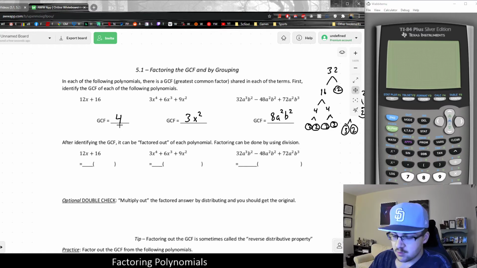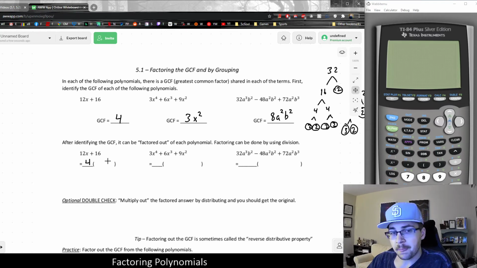Like in the case of 12x plus 16, what I always recommend doing is you can write it out front of a parentheses and put the secondary part in parentheses. Basically we're reversing the distributive property, because since 4 is common, I could rewrite this as 4 multiplied by, well, whatever is left over after I factor out the 4, or sometimes I might say pull it out or extract the common factor.